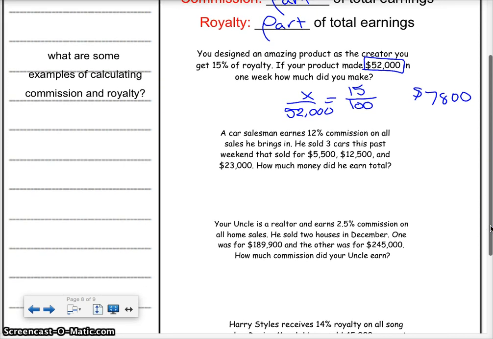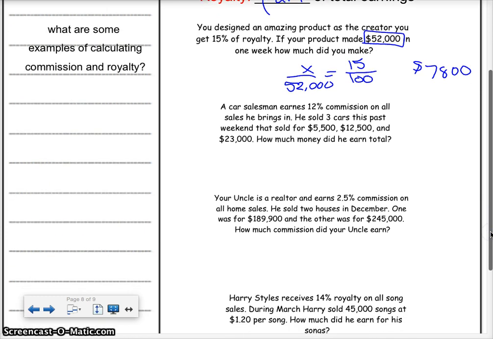Okay, a car salesman earns 12% commission on all sales he brings in. He sold 3 cars this past weekend. One for $5,500, one for $12,500, and one for $23,000. How much money did he earn? Well, does he earn part of the money or does he earn all of that money? Part. Is to everything that I don't exactly know yet, as 12 is to 100.